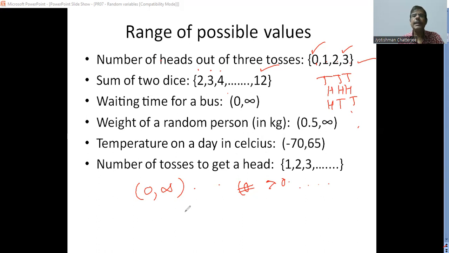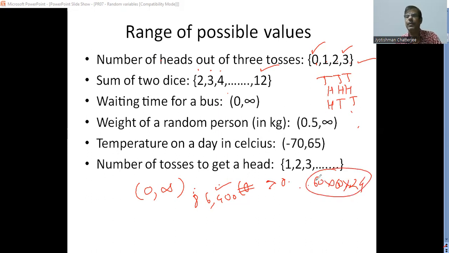Although you are sure that you cannot wait more than a day. A day has how many seconds? 60 into 60 into 24, that is 86,400. So practically it cannot be more than this, and nobody waits for a bus more than a day. So it's enough to consider up to this, but it doesn't hurt even if you consider all the positive numbers. That's why we have kept 0 to infinity here.